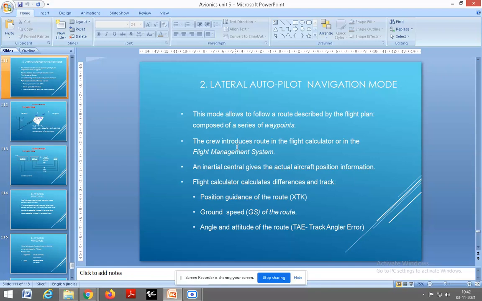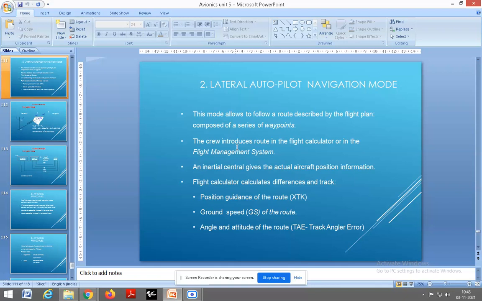Lateral autopilot system in the navigation mode. The next mode, the third mode, is navigation mode. This mode is going to follow a route described by the flight plan by providing a series of waypoints. So the flight plan route will be followed in this navigation mode. The direction information of the flight path will be provided by the navigation mode. For each and every point, it will indicate that information.